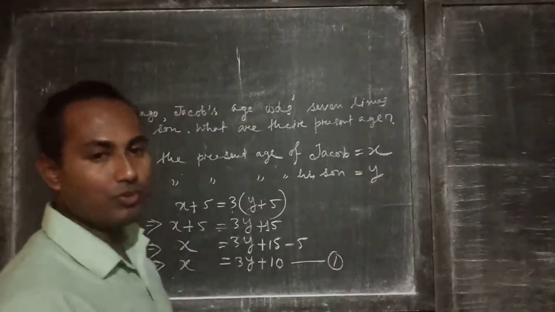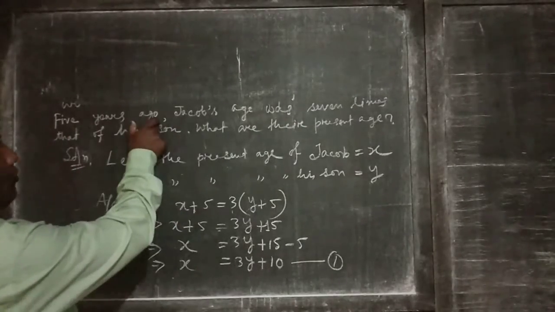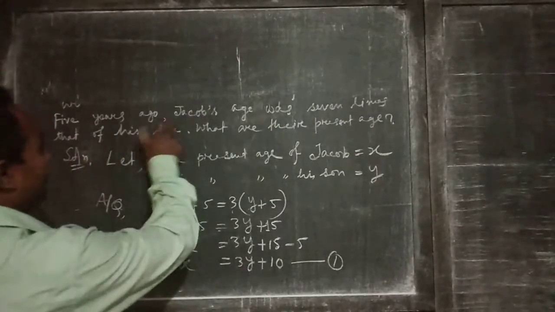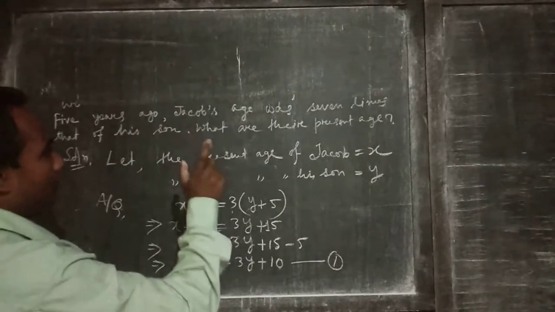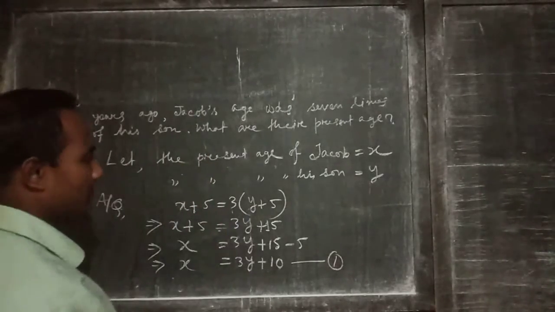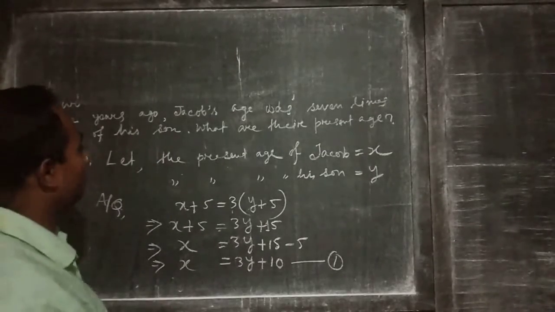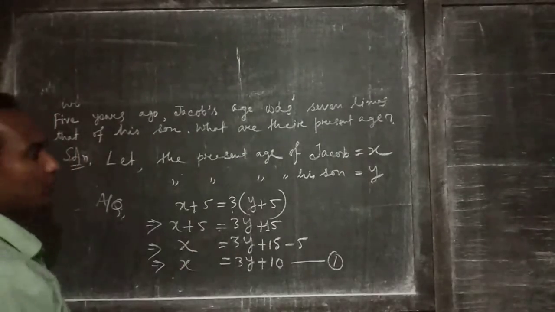Now let's see what the second condition is. It says 5 years ago, before this. The first condition was 5 years after, so we added it. Now it is given 5 years ago. If it says ago, then we have to subtract the years from the present age.